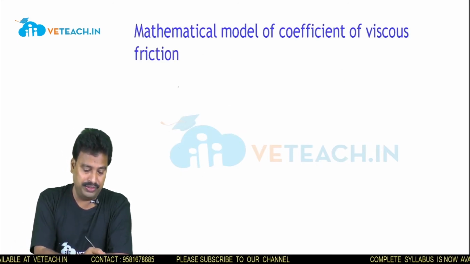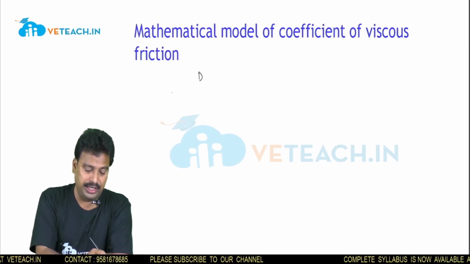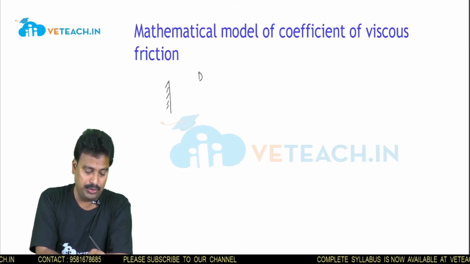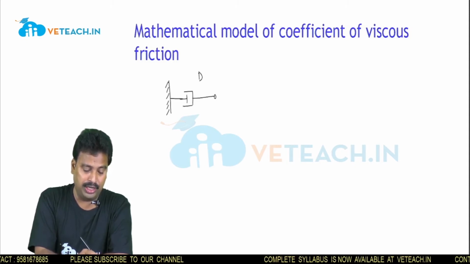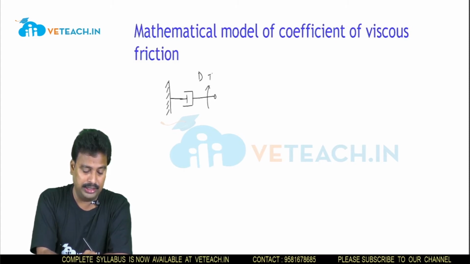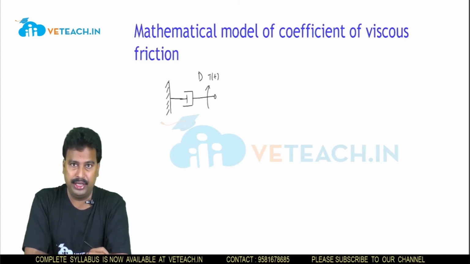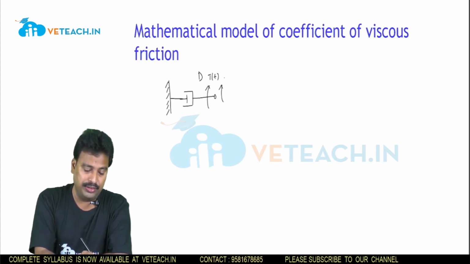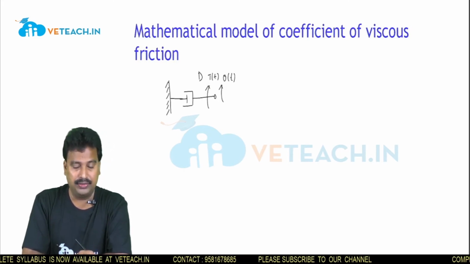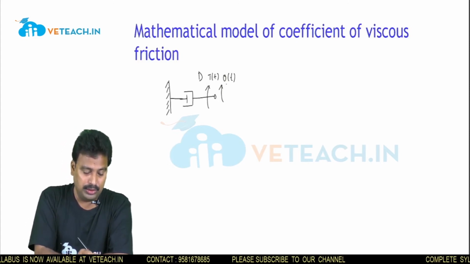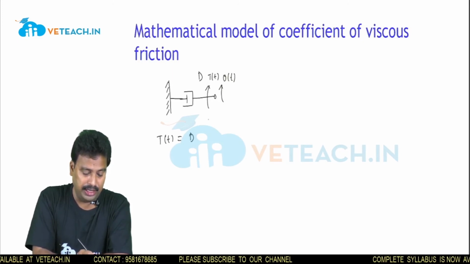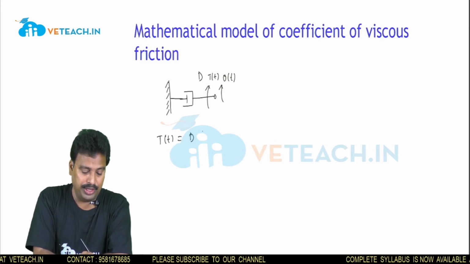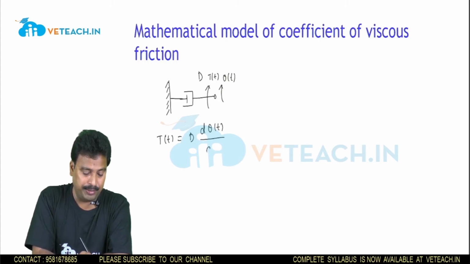So the coefficient of viscous friction, I took it as d, suppose that it is connected to a rigid support and torque is applied in one direction. So let T of t be the torque that was applied. This causes an angular displacement of theta of t. Now, writing the relation between torque applied and the angular displacement caused in this body is d into d theta of t by dt.